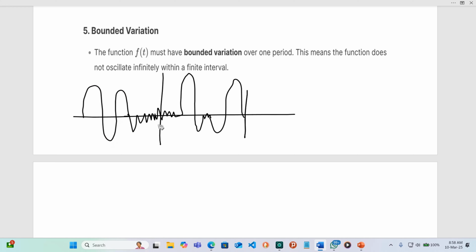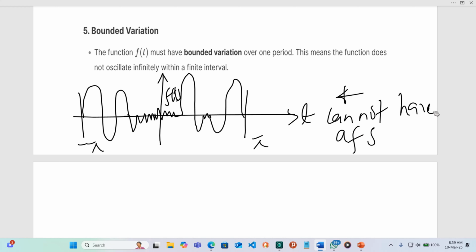So if this is one interval, maybe this is negative pi, this is pi. This is f of t, maybe this is t. This function cannot have a Fourier series because within just one interval, you cannot count the number of minima and maxima, and you cannot even count how this function has varied. Because you can see here, when it reaches here, it varies. It reaches here, varies a different way. Reaches here, varies differently. This one cannot have a Fourier series.